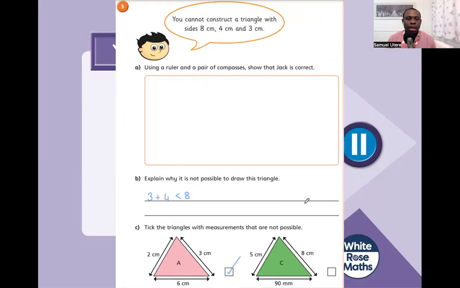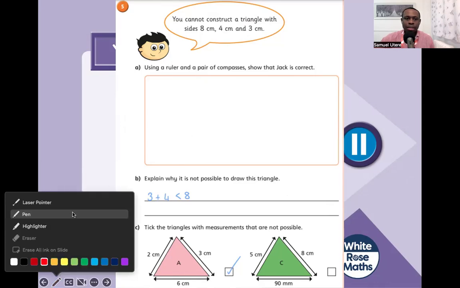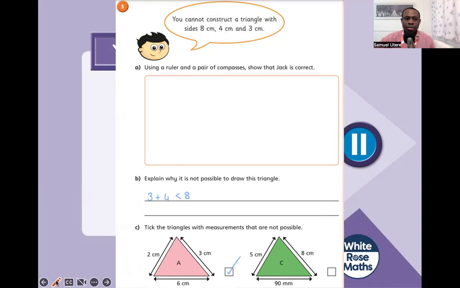Question 5, you were asked, using a ruler and a pair of compasses, show that Jack is correct. Jack says you cannot construct a triangle with sides 8 centimeter, 4 centimeter, and 3 centimeter. I'm not going to use a compass to demonstrate it, but you can do that practice yourself. So if we draw, for example, 8 centimeter as our base, and then we have 4 centimeter.